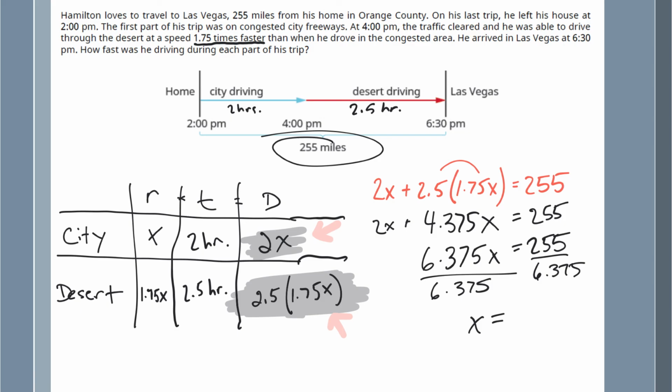And what do you know? It goes evenly. It goes 40 times. What did I find? I found the rate, or the speed, he was traveling in the city, which is 40 miles per hour. So city, 40 miles per hour. And he's going 1.75 times faster than that when he was in the desert. So for the desert, if I multiply 40 times 1.75, I'll get 70 miles per hour.